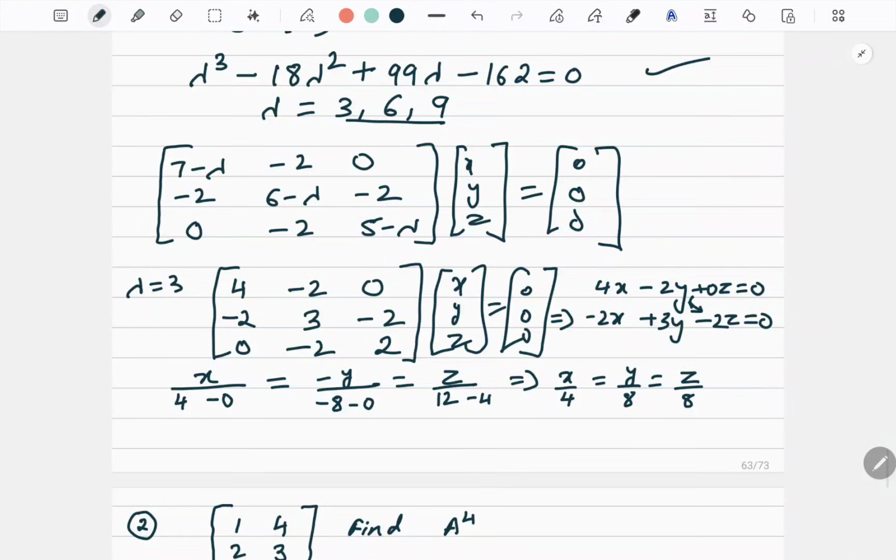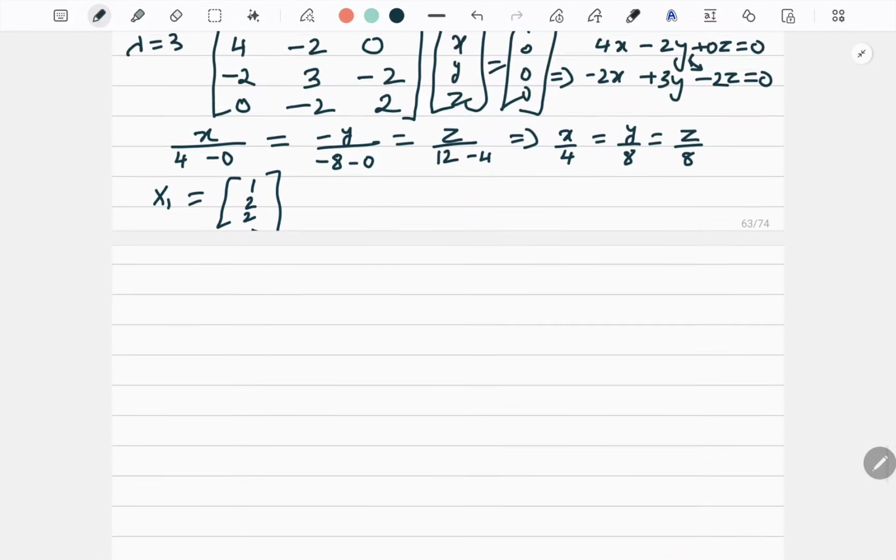Correct? So, my first eigenvector x1 will be equal to 1, 2, 2 because I can easily divide it by 4. So, 1, 2, 2. So, I got my first eigenvector. Now, I need to do the second eigenvector. I'll just add a page here and then I'll start because I don't have a space and I have to find out 2 eigenvectors. So, just give me a second.